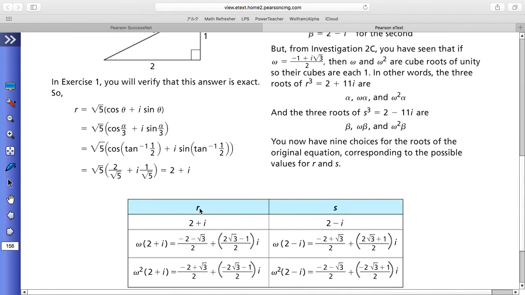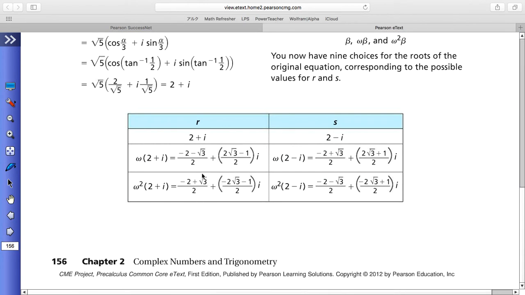In the previous videos, we found that r could be these possibilities: 2 plus i, 2 minus i, and w times 2 plus i, and w squared times 2 plus i, which are these, right? By doing the combinations, you can have 2 plus i plus 2 minus i, or 2 plus i plus w times 2 minus i, or 2 plus i plus w squared times 2 minus i. For each r you can have 3 possibilities, so 3 times 3, we have 9 possibilities. Which possibilities actually satisfy the equation?